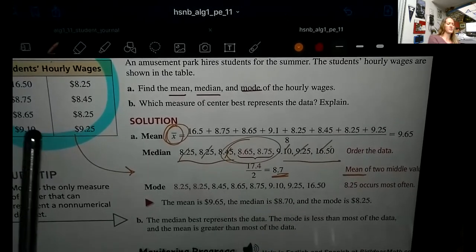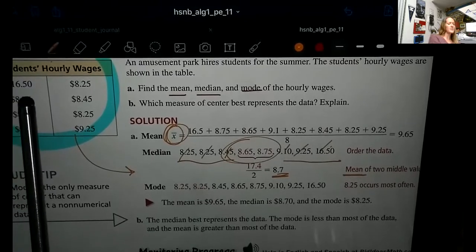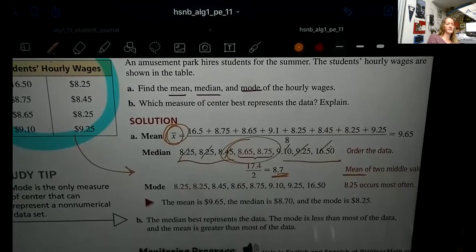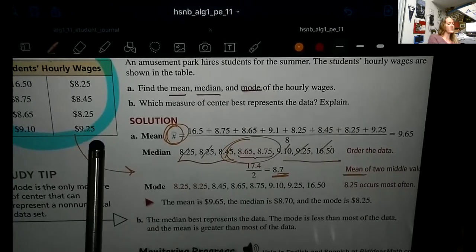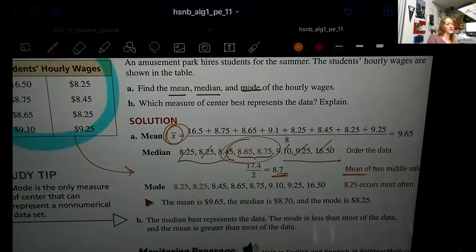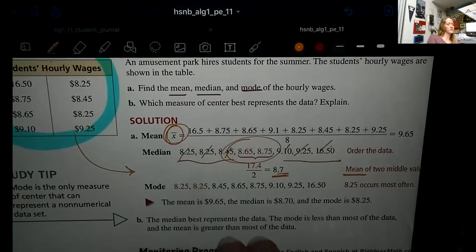Now 8.7, still way lower than 16.50, but not near as far from that low value of 8.25 as that 9.65 was. 8.70 is at least something that seems to be in and amongst a lot of these different wages, or a lot of these different pays that the students are getting.